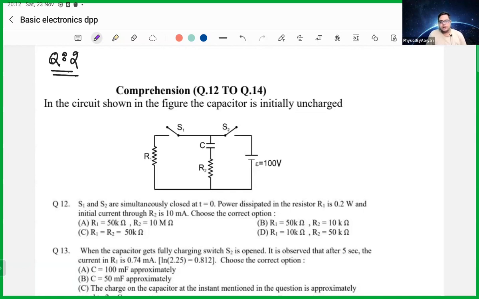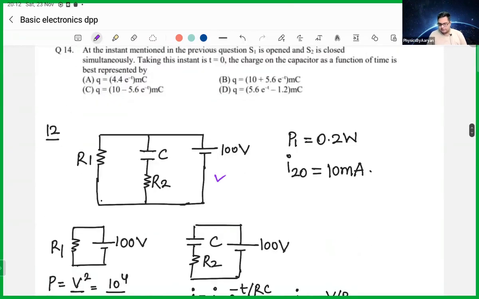So let's see. I see a circuit in front of me. I see that there are two resistors, one capacitor, one battery, and two switches. These two switches are going to play a very important role. Let's read the first question. The first question is that S1 and S2 are simultaneously closed. So basically I close this also, I close this also, at time t equals 0. If I do that, I will get a circuit like this.